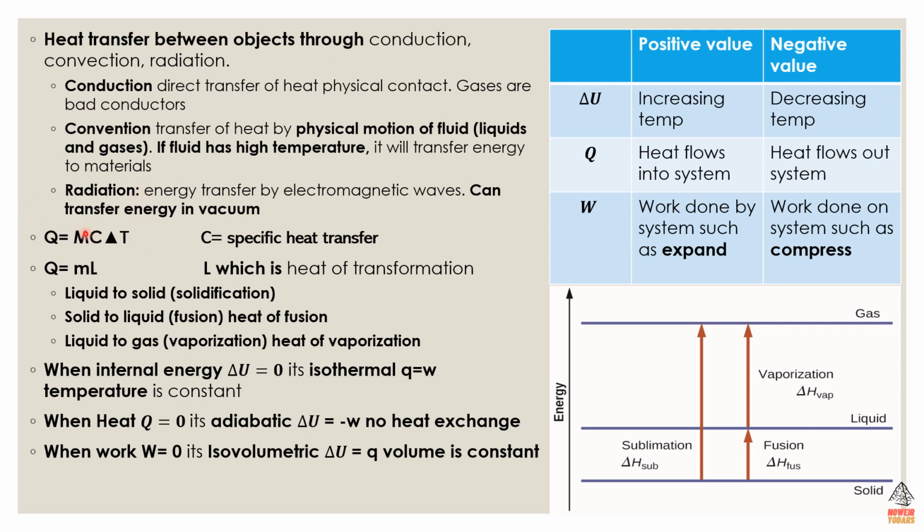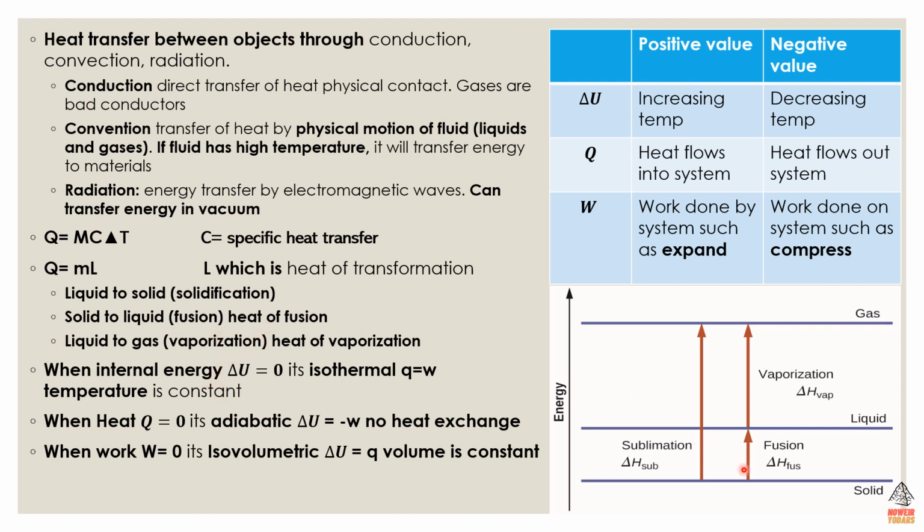Next we have the heat formula, which is Q = mcΔT, which is m times the specific heat times the final minus initial temperature. And then you can also calculate it another way, which is m times L, where L is the heat of transformation. Next we have the heats of transformation, or transformation energy. From a liquid to a solid, it's called solidification, from solid to a liquid, it's heat of fusion, and from a liquid to gas, it's vaporization.